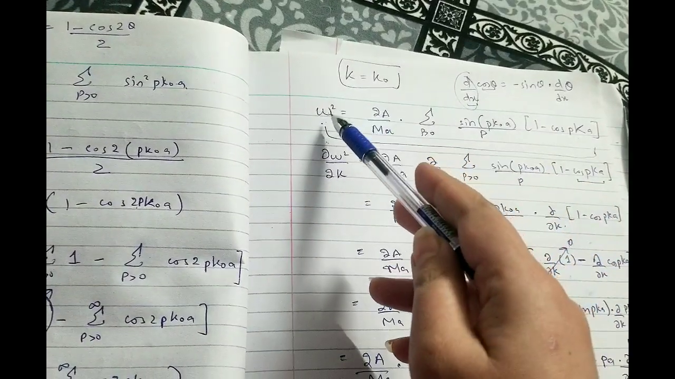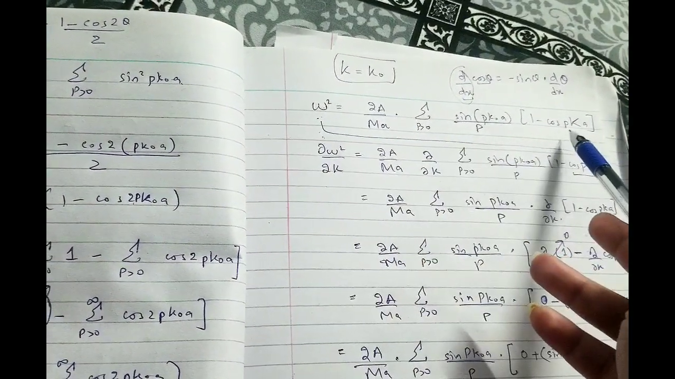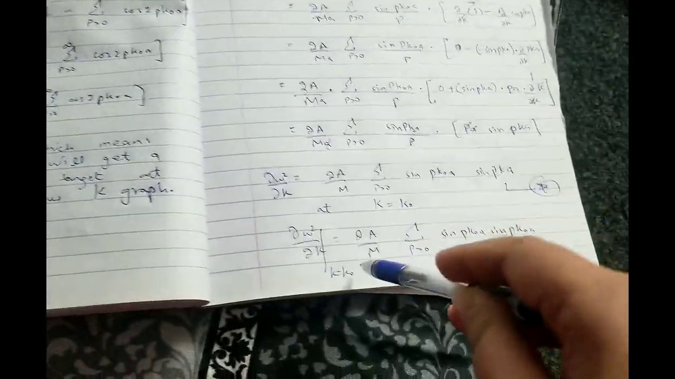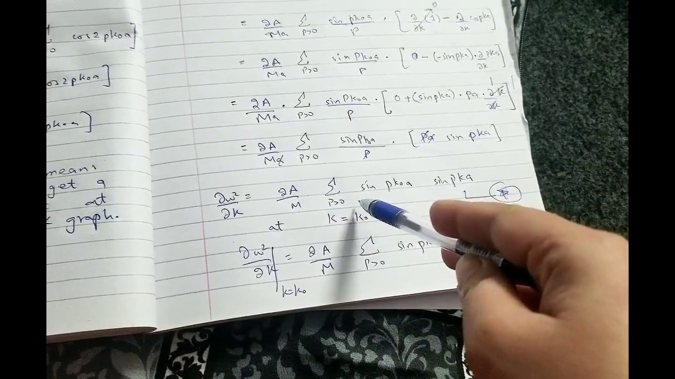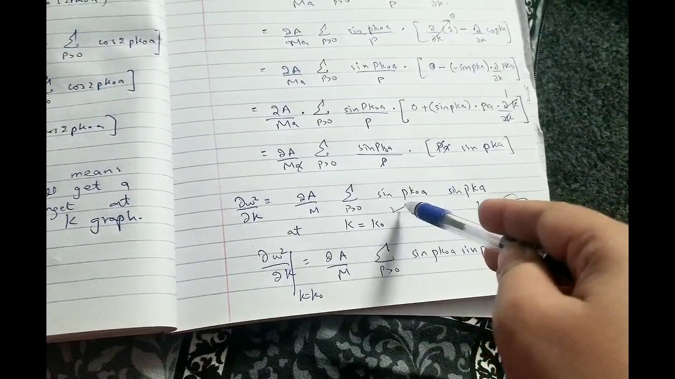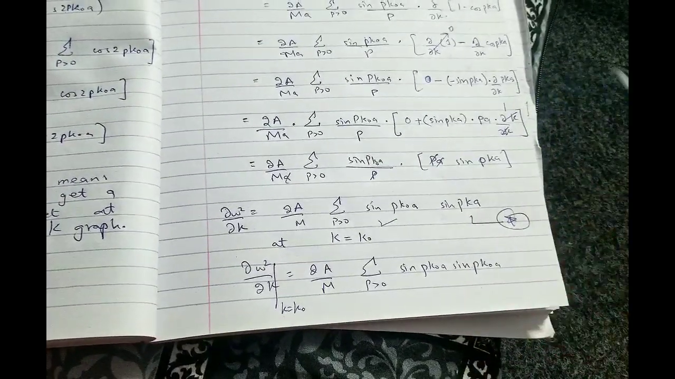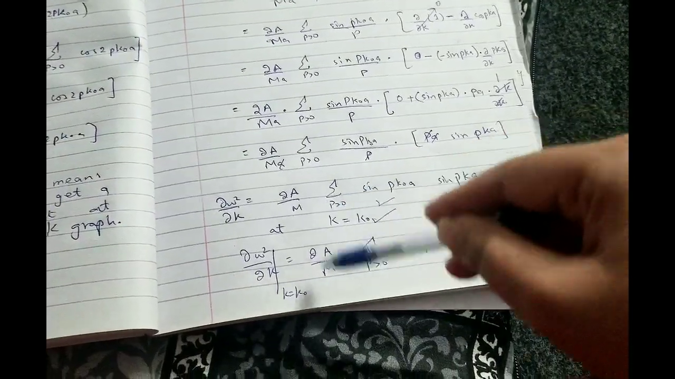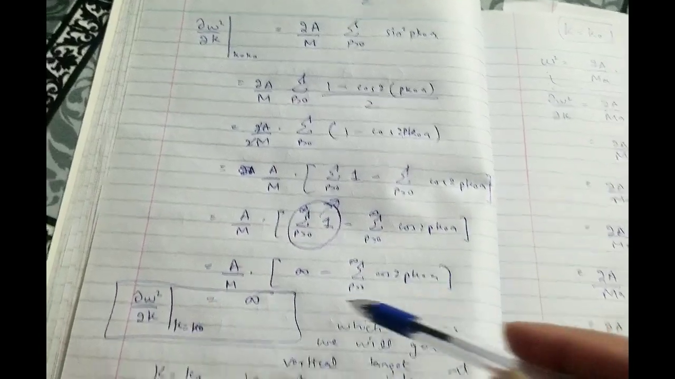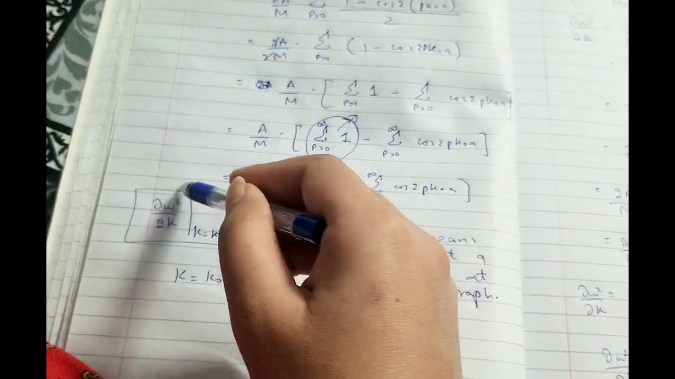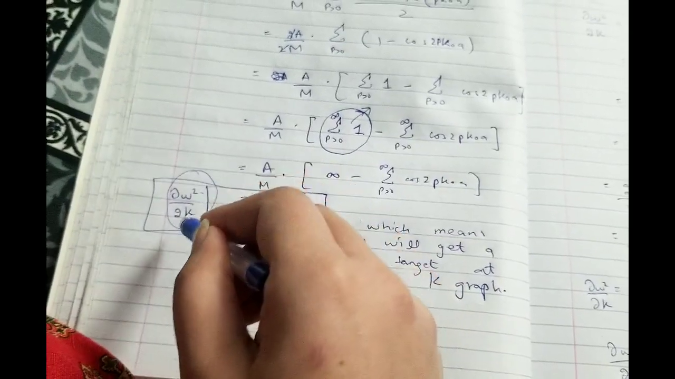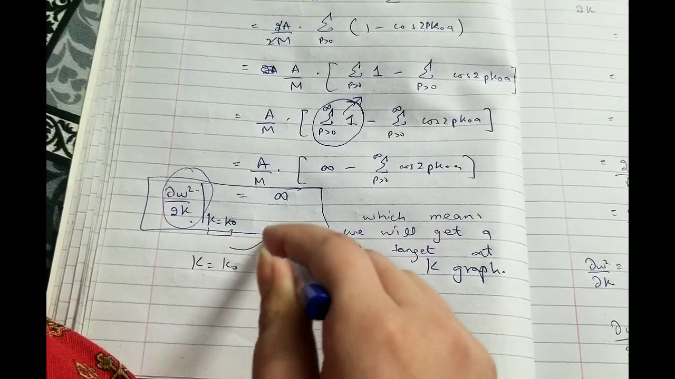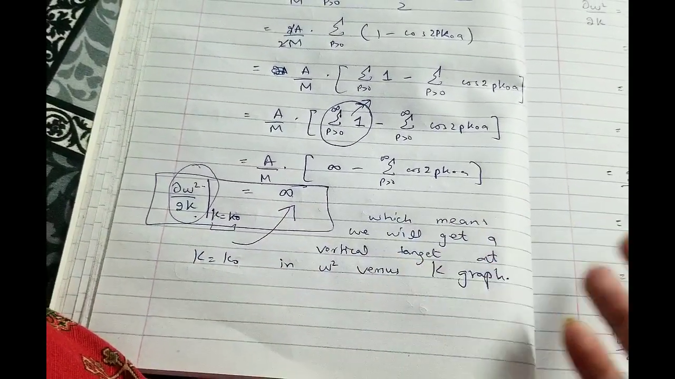So we found the derivative of omega square with respect to the concerned variable, which is k, and finding it gave us this expression. And since we wanted to find its tangent specifically at k equals k naught, we inserted the value right into this expression, and solving it gives infinity, which means that the tangent to the omega square versus k graph at k equals k naught goes to infinity, or the tangent is vertical.